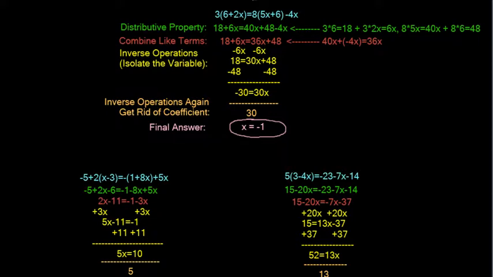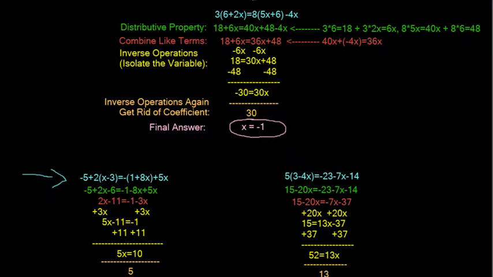Let's have one final example, just for clarity. This time it'll be -5 + 2(x - 3) = -1(8 + 5x)... Use the distributive property to get -5 + 2x - 6 = -8x - 1 + 5x. Combine like terms for 2x - 11 = -3x - 1. Use your inverse operations to add 3x to both sides. The new equation is 5x - 11 = -1.